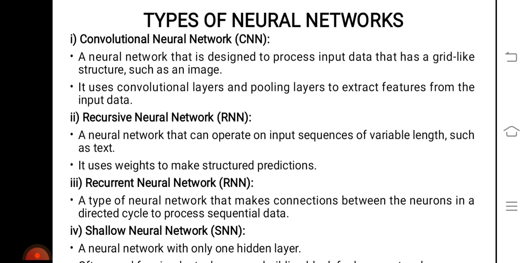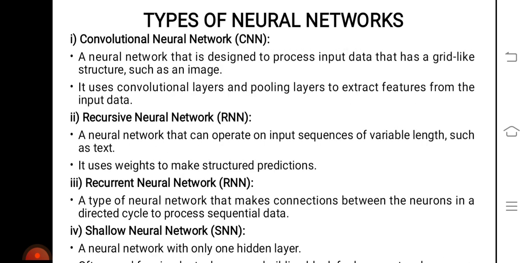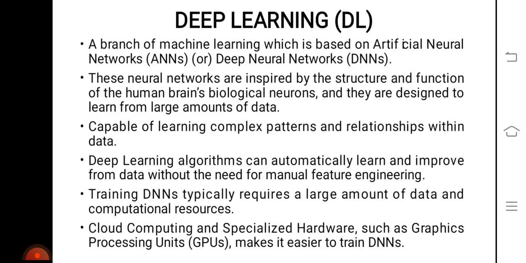What are the types of neural networks? Convolutional neural network, recursive neural network, recurrent neural network, shallow neural network, multi-layer perceptron, long short-term memory, sequence to sequence. These are the neural networks that are already available. And we move to the next topic, deep learning, a branch of machine learning which is based on artificial neural networks or deep neural networks.